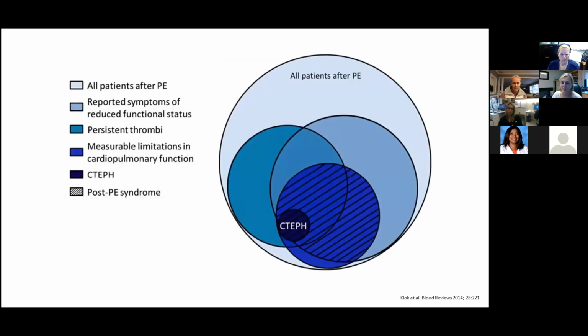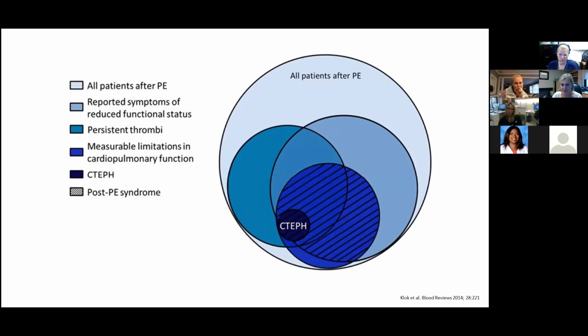If you look at all of the patients who have a PE, you will see that a lot of patients actually have dyspnea after a diagnosis of PE. Not all of them have CTEPH, or actually only a small portion of them will have CTEPH. There are different reasons why people have dyspnea after PE. Some of them may have chronic clots but not have pulmonary hypertension.